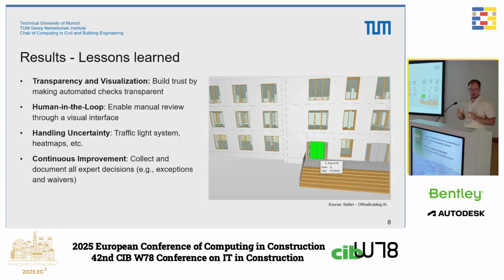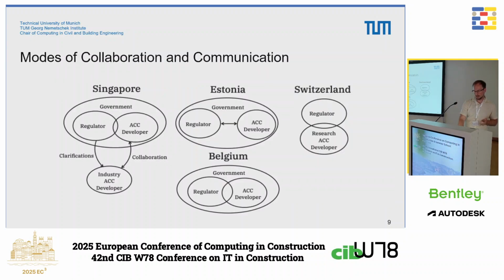This can also help with other types of uncertainty, where some have proposed having the human more in the loop if the checks are uncertain, such as a traffic light system, or heat maps for degrees of compliance for more complex parts. For example, protrusion of the balcony was mentioned in that context. They also noted the benefit that you can collect data, see the decisions that humans make with the tool, collect the reasoning behind those decisions, and potentially in future automate things like that using AI.